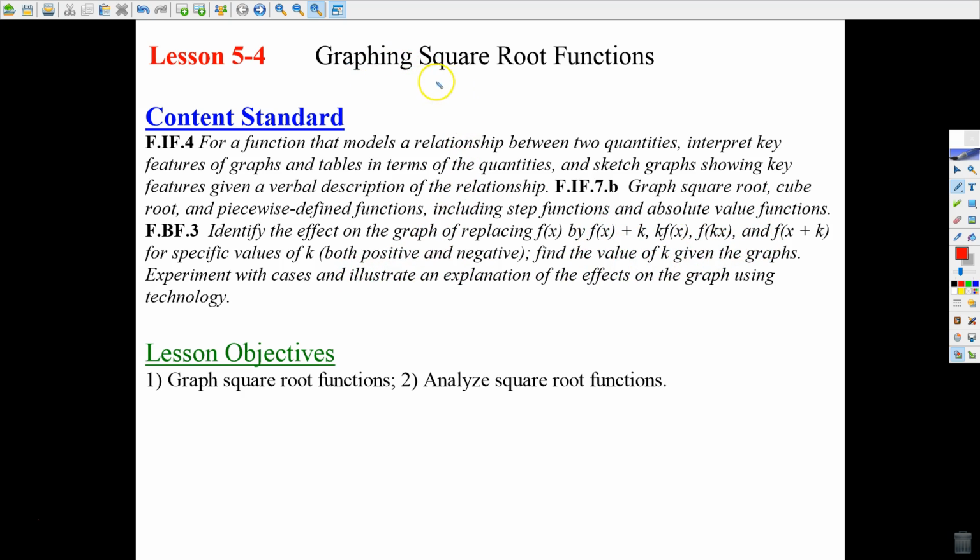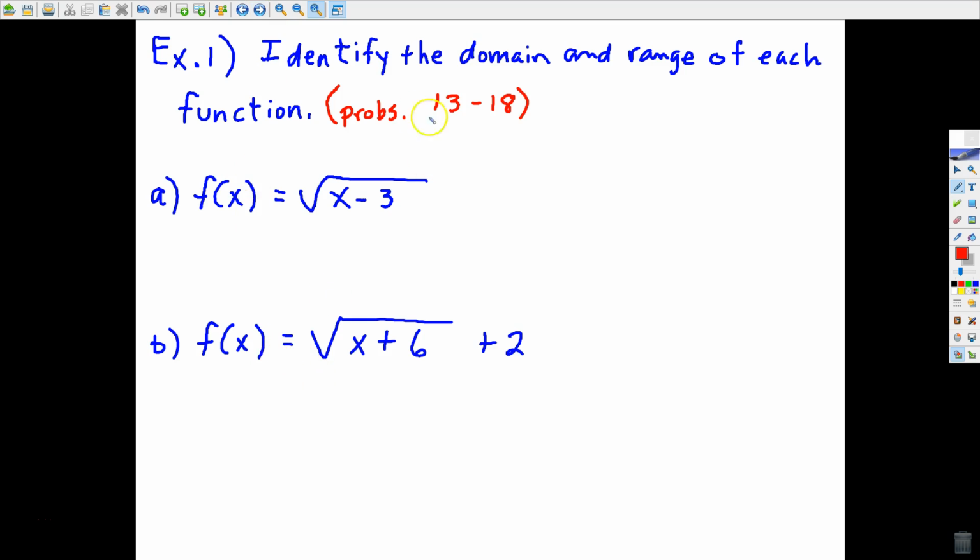And so we're just going to add to that list with the square root parent, and then how do these transformation rules apply to that parent as well. But to begin with, the first part of your lesson will involve identifying the domain and range for these square root functions. And here's the gist, okay? To avoid being a non-real number, or in other words, to avoid trying to graph something that is imaginary, the number underneath the radical has to be either 0 or greater than 0.